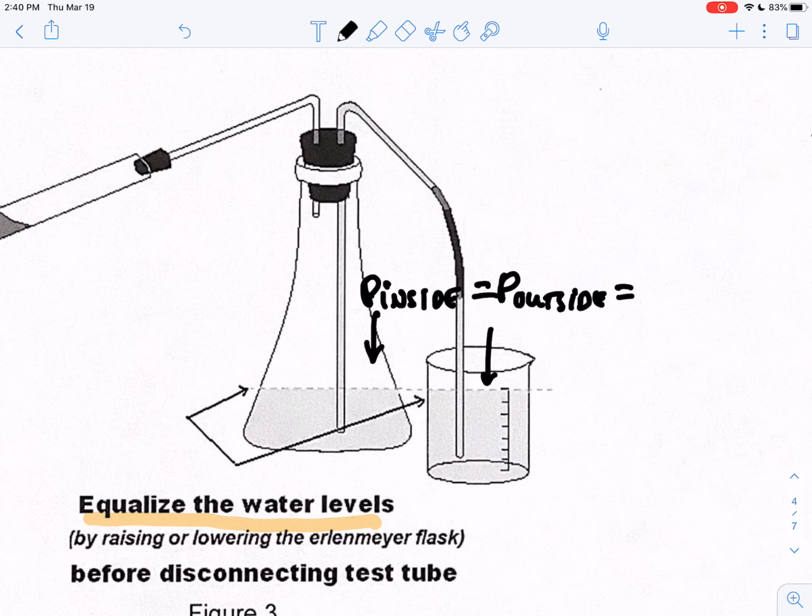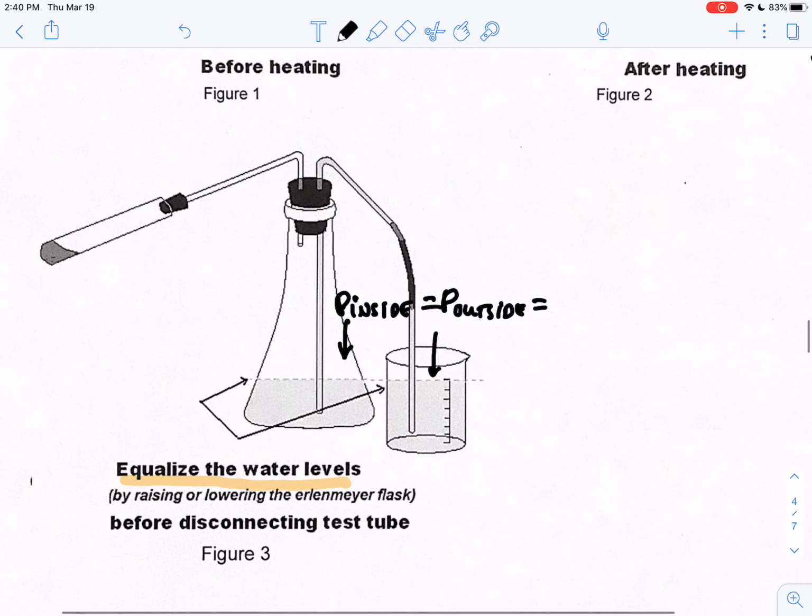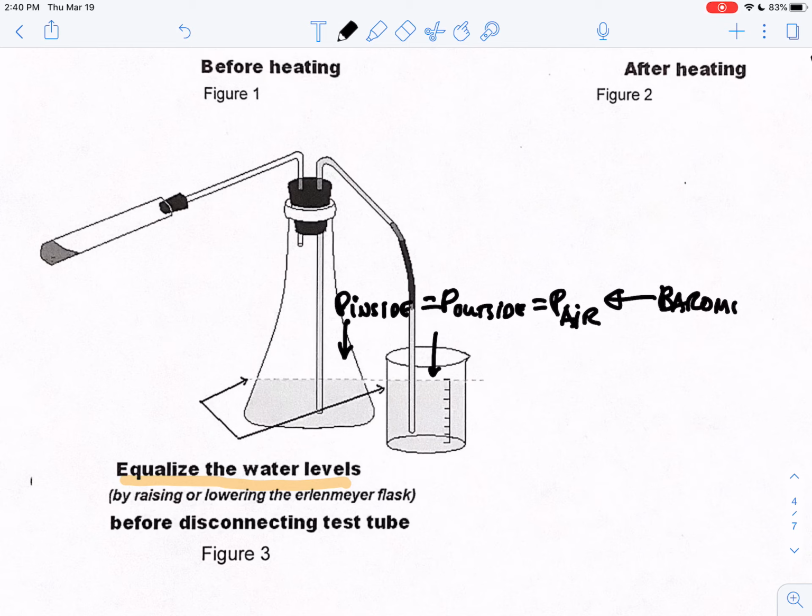Now, the pressure on the outside is simply the pressure of air, which we're going to measure with a barometer. And I'll show you how to work that out in our demonstration of the procedures. The other thing we're going to do is measure the volume of displaced water.